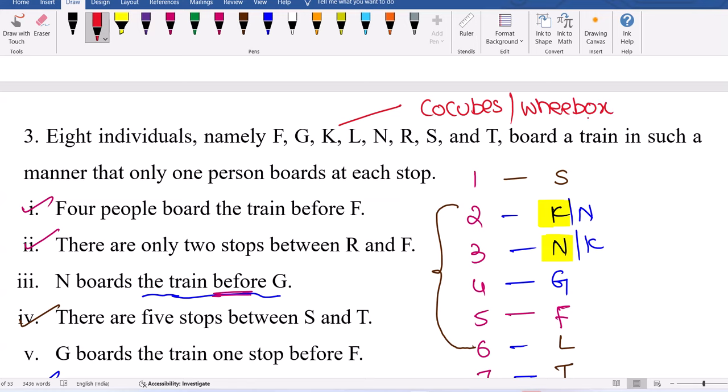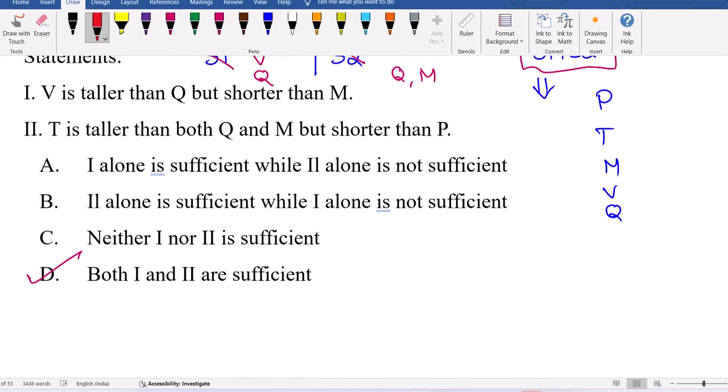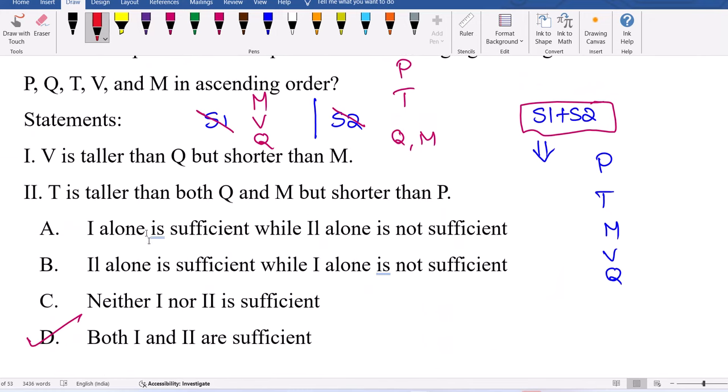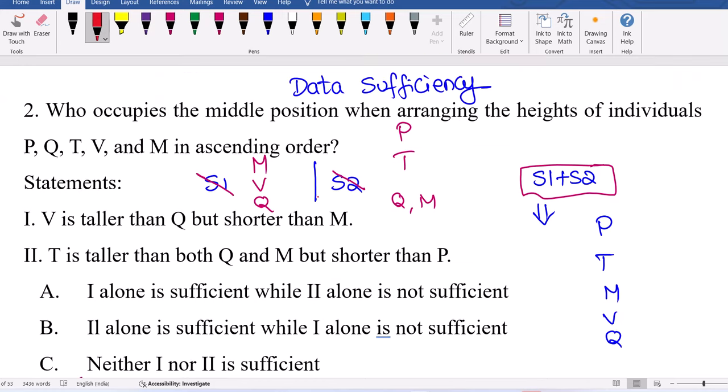They'll give one data set. They'll ask 3 to 4 questions related to that. This is how they'll ask in Wheebox. Options will be like this. One alone is sufficient, while two alone is not sufficient. Likewise, this is how they'll ask in Wheebox. In fact, Wheebox or Cocubes, both will be in similar fashion. This is actually a question from the Wheebox platform.